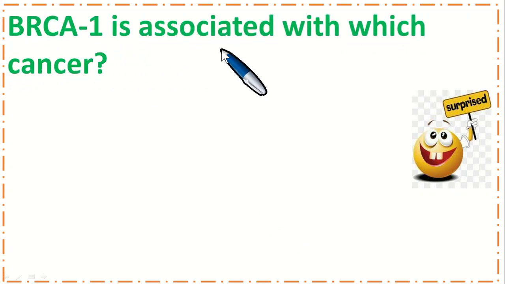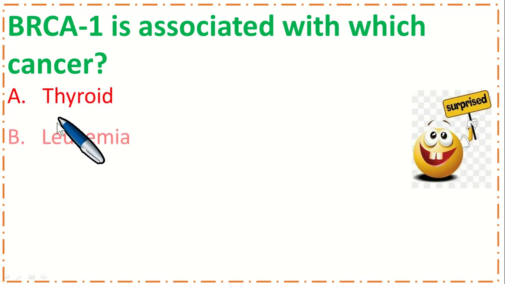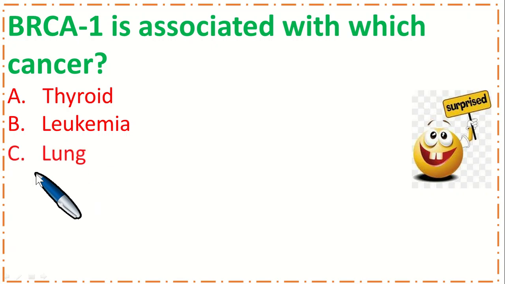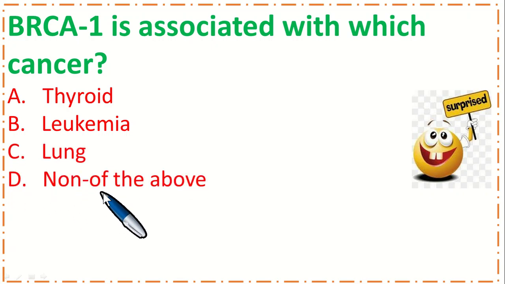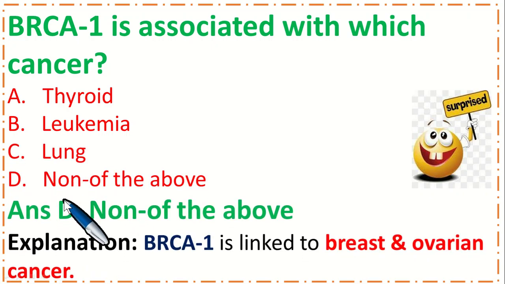BRCA1 is associated with which cancer? Option A, thyroid, B, leukemia, C, lungs, and option D, none of the above. So the correct option is D, none of the above. BRCA1 is linked to breast and ovarian cancer.